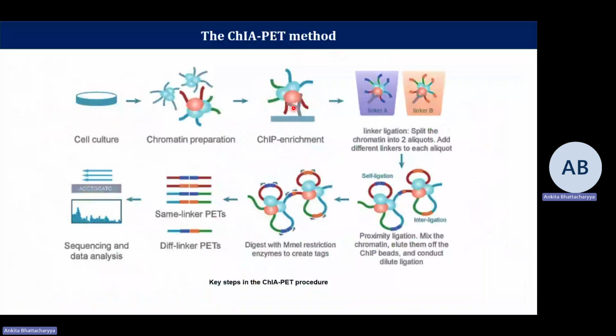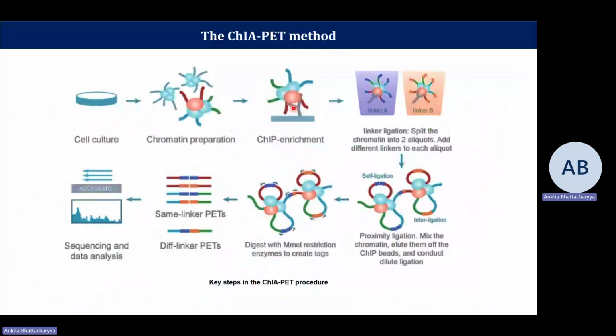Following this, two separate aliquots, for example, are weighed. One has linker A, the other has linker B. So linker ligation is the next key step, whereby you split the chromatin into two aliquots and you add two different linkers to both the aliquots. So, for example, here it's linker B and linker A.